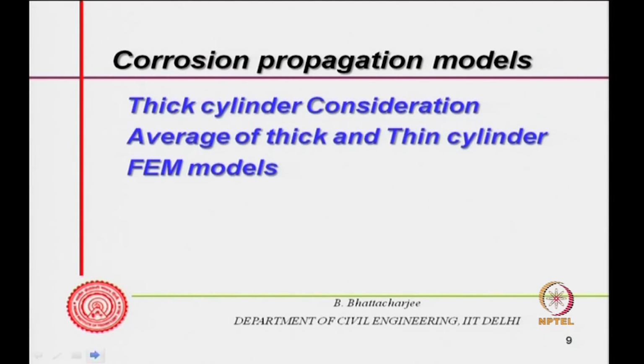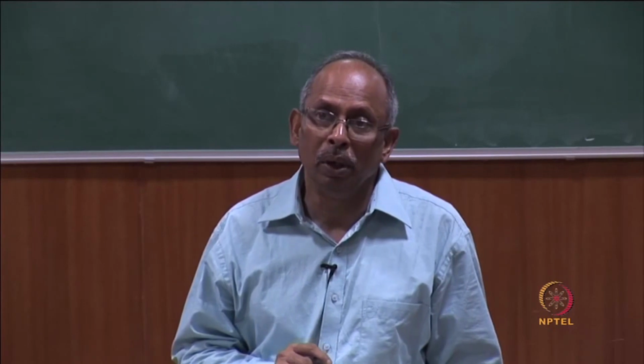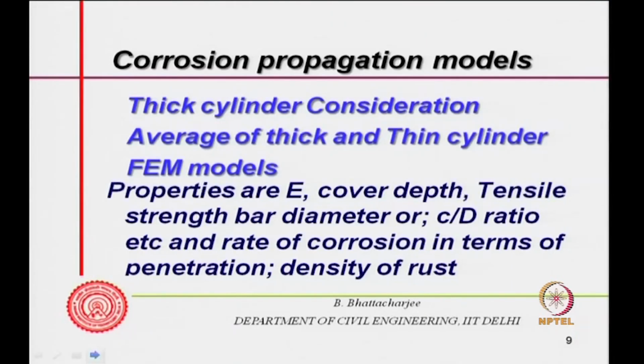Earlier it was modeled considering thick and thin cylinder situations, or by FEM modeling, which people are currently trying. The important properties are modulus of elasticity, cover depth, tensile strength, bar diameter, C by D ratio, rate of corrosion in terms of penetration, and density of rust. All these properties are required if you want to predict the time of cover concrete cracking.